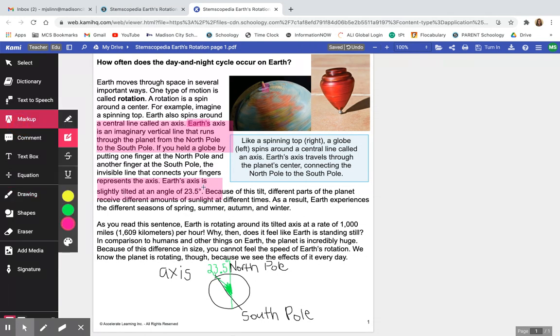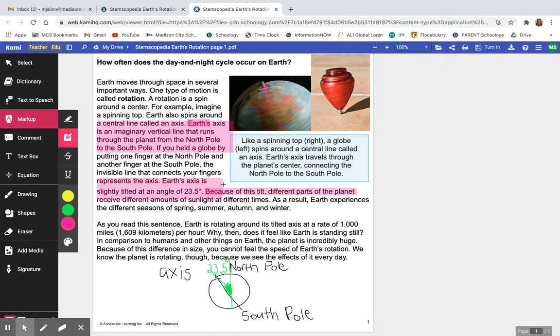I'm using the highlighter tool to keep my place in the text as I continue reading. Because of this tilt, different parts of the planet receive different amounts of sunlight at different times. As a result, Earth experiences the different seasons of spring, summer, autumn, and winter. I would say that those are two important facts for you to record.